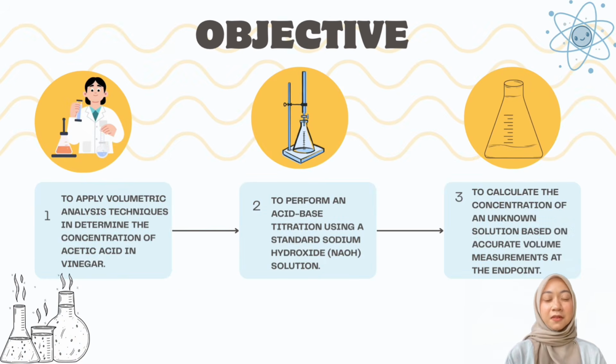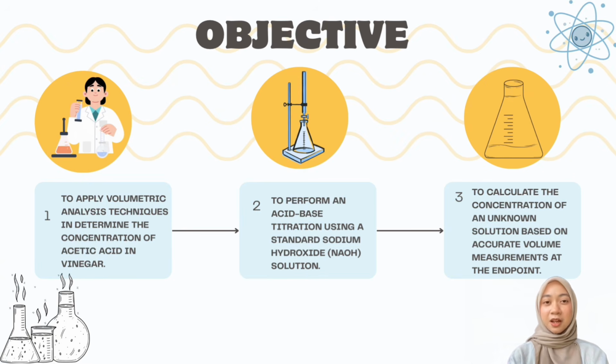Next, the objectives of this experiment are divided into three main parts. First, to apply volumetric analysis techniques in determining the concentration of acetic acid in vinegar. Second, to perform an acid-base titration using a standardized sodium hydroxide solution. This allows us to observe the neutralization process and accurately identify the endpoint of the reaction. Third, to calculate the concentration of the unknown acetic acid solution based on the titration data obtained.